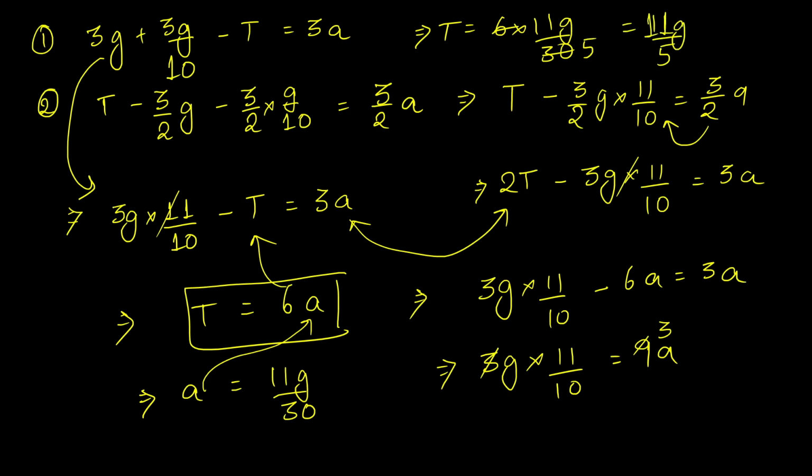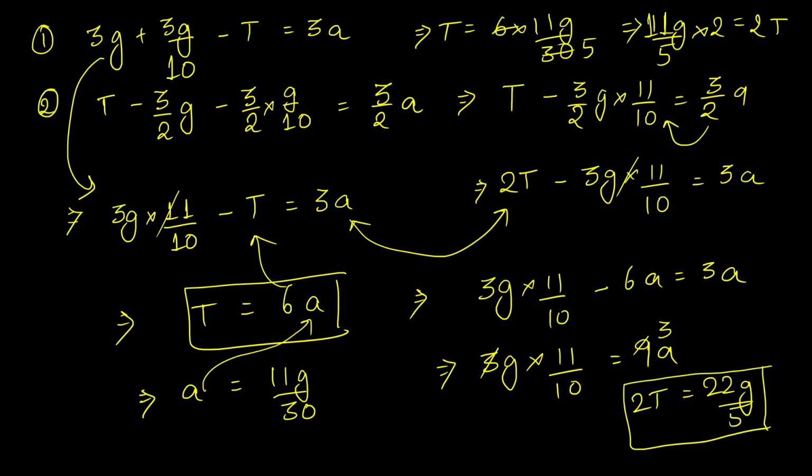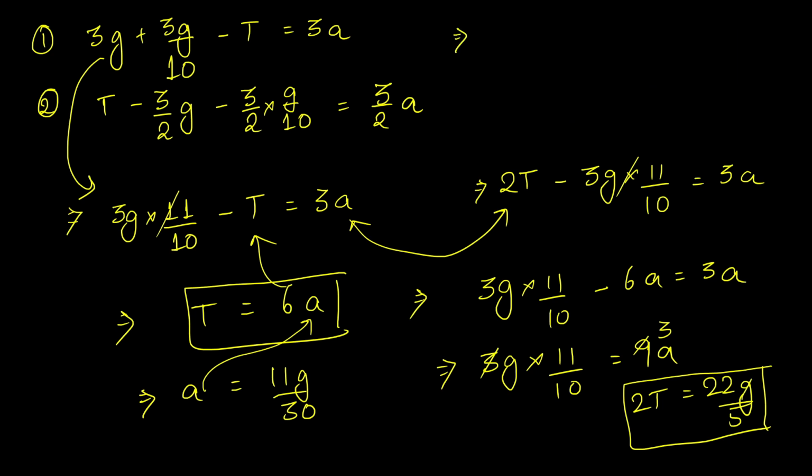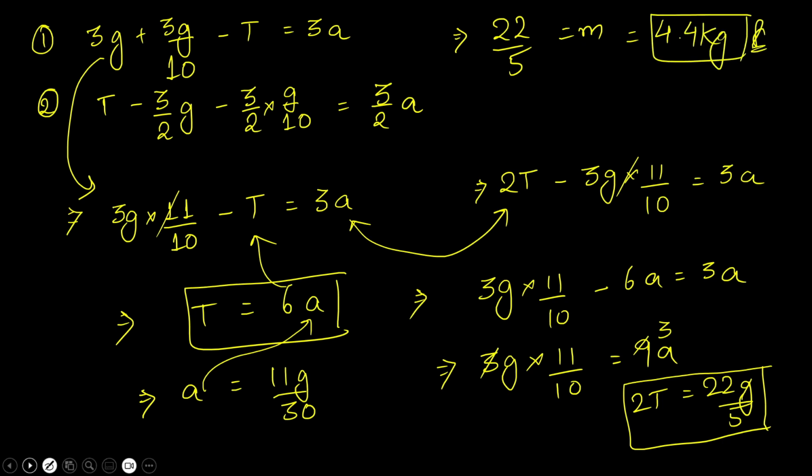This is T. We need to multiply it with 2 to get 2T, and that is the answer. So the answer is basically what? 2T is equal to 22g upon 5. And we need to find the mass, because spring balance is going to show the mass and we are having this weight. This is a force. So we need to divide it with small g. So this small g got cancelled. Now we are only left with 22 upon 5. So this 22 upon 5 is the mass shown by the spring balance, and that is equal to 4.4 kg. And that is going to be the answer for this question. Now let us move towards the next question.